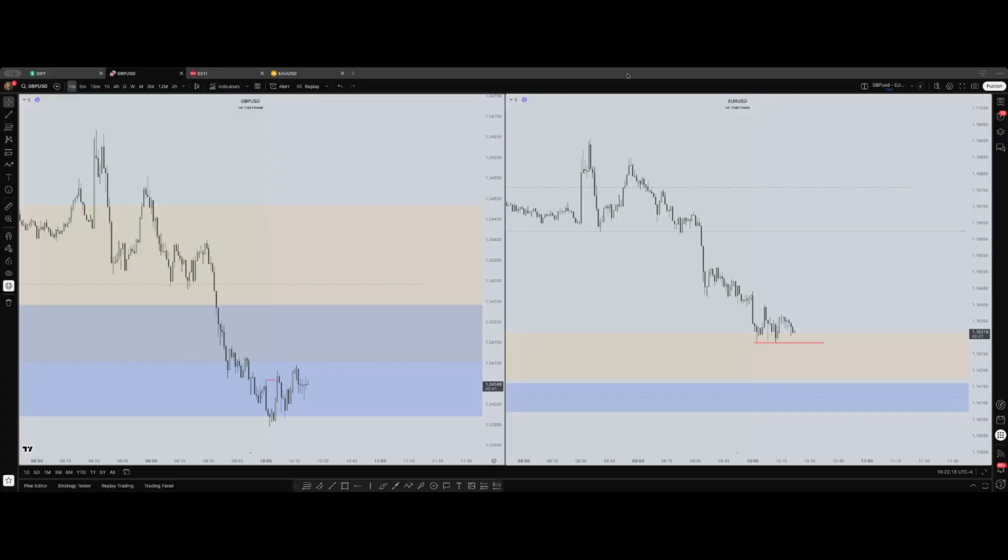But the fact that Euro USD is still showing weakness, I don't like this. As you can see, price is also reacting. This is resistance. Price didn't go higher. So still, I think we will see lower prices.